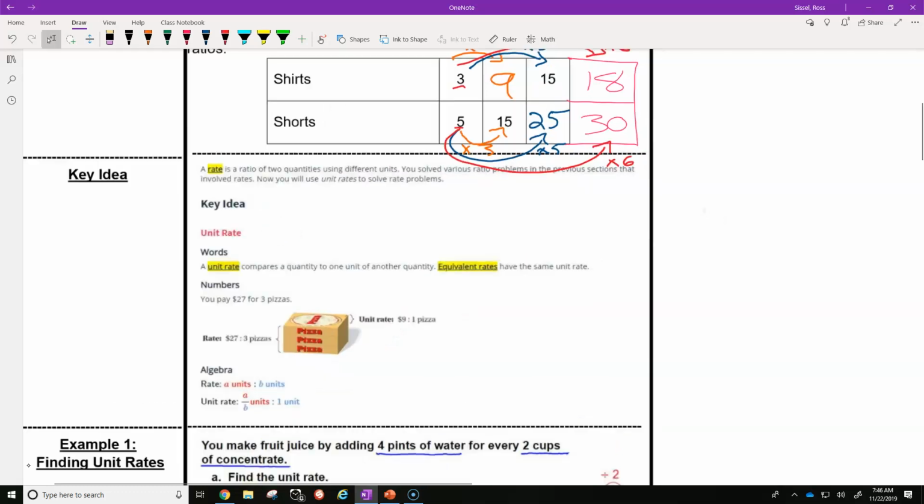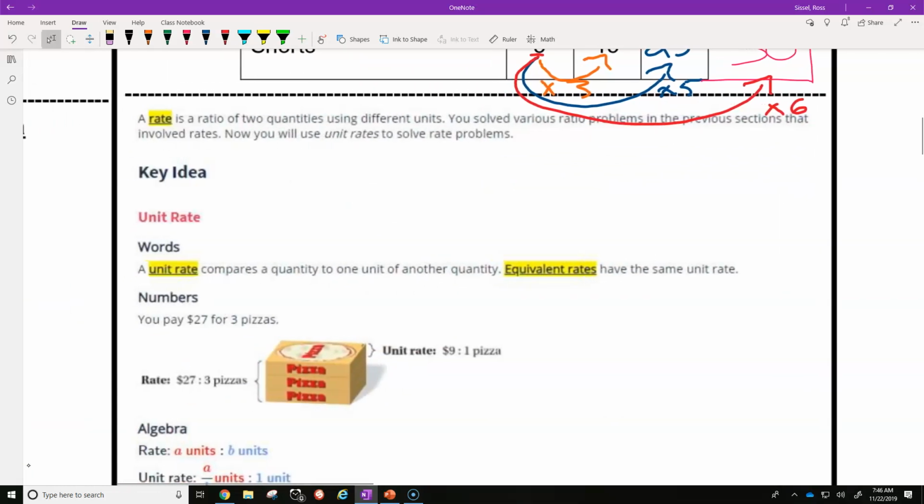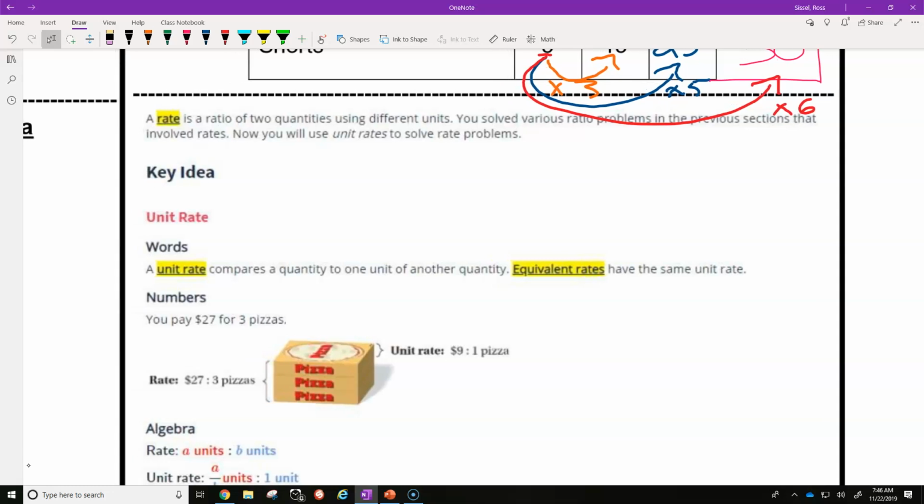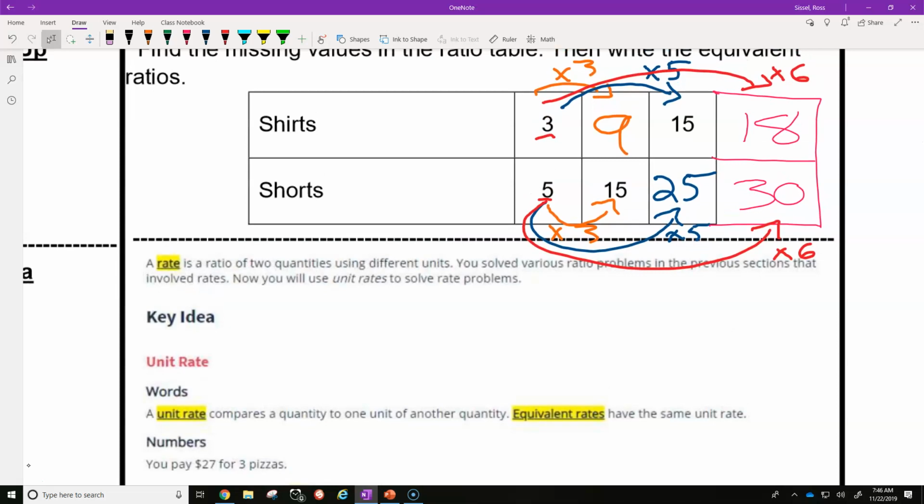Alright, so here's the key idea today. It says a rate is a ratio of 2 quantities using different units. You solved various ratio problems in the previous sections that involved rates. You will now use these rates to solve rate problems. Mainly, this is kind of the same idea. When you did your ratio table, you essentially did what we're going to do today. The only thing was, you had it for multiple things.